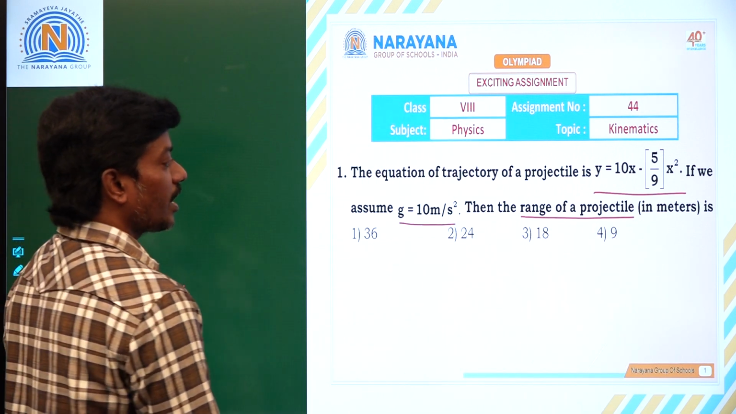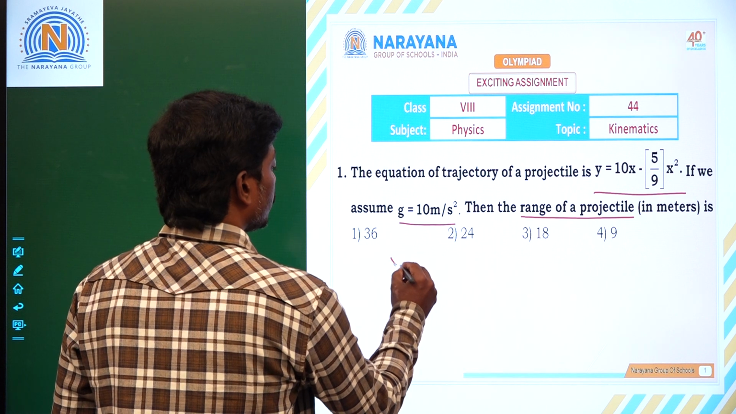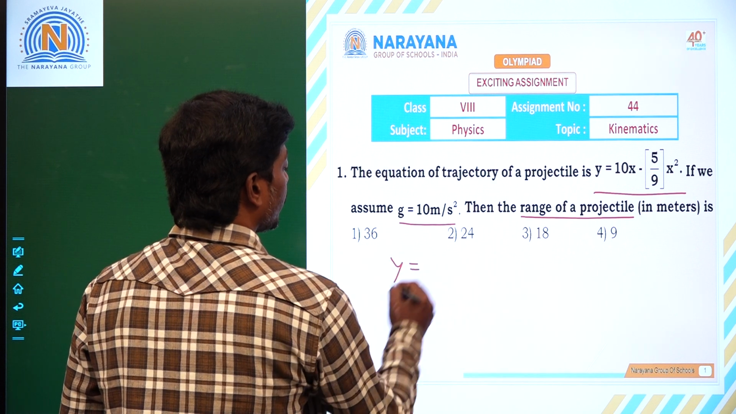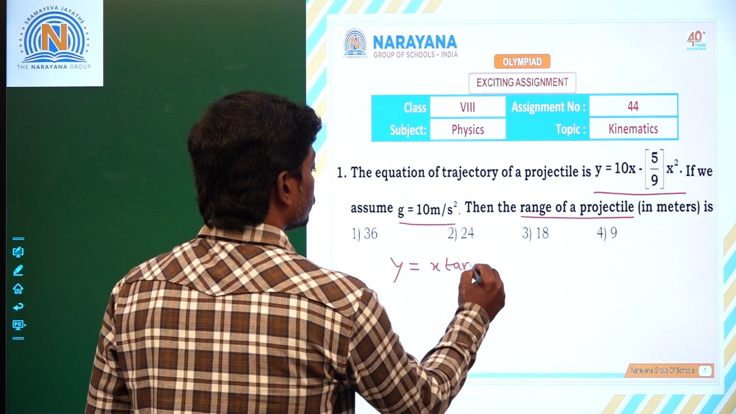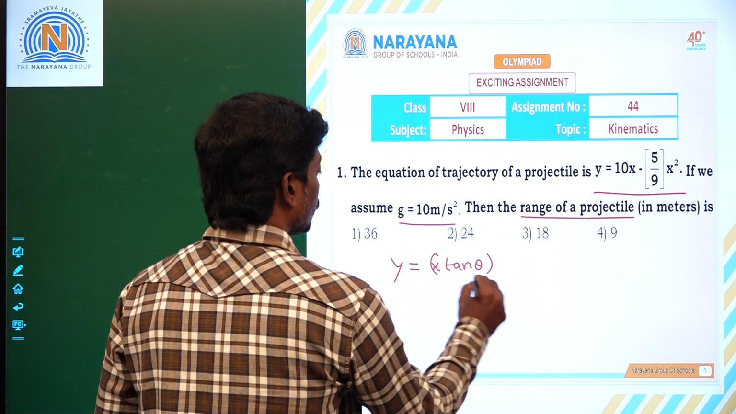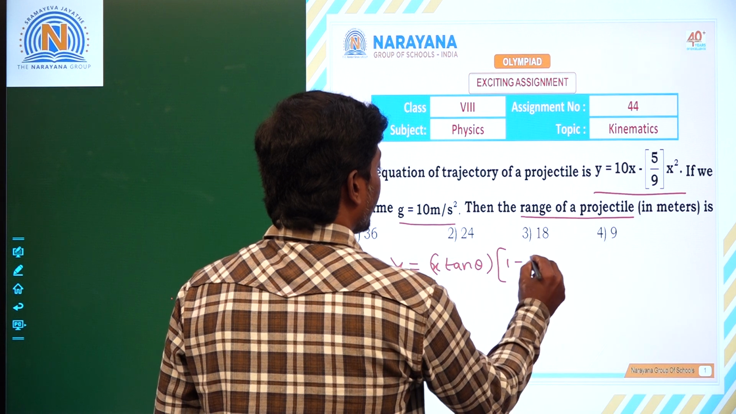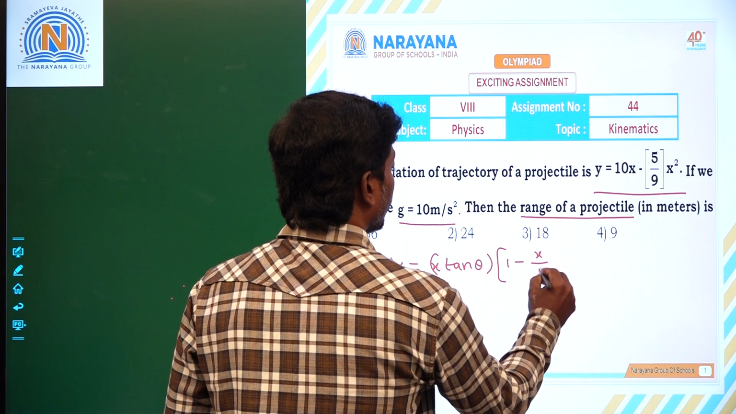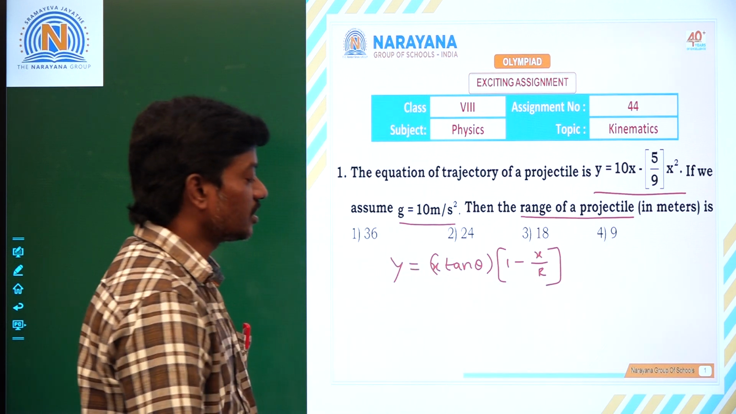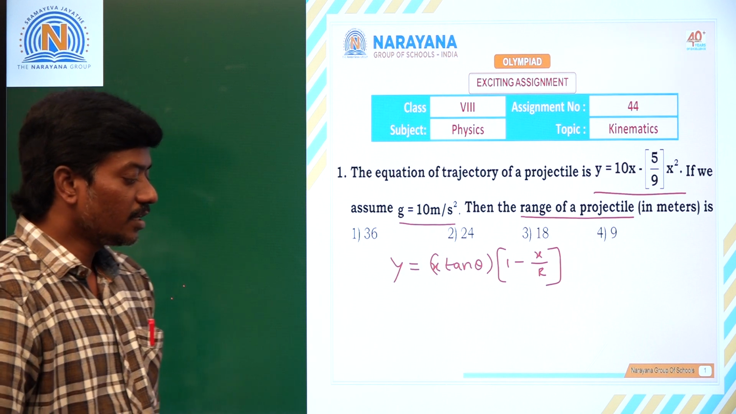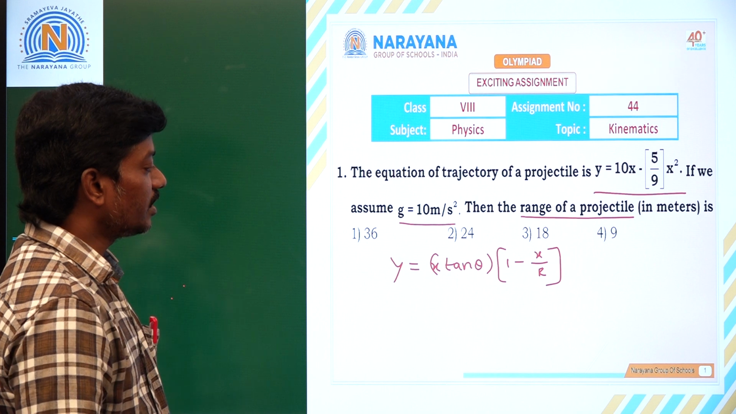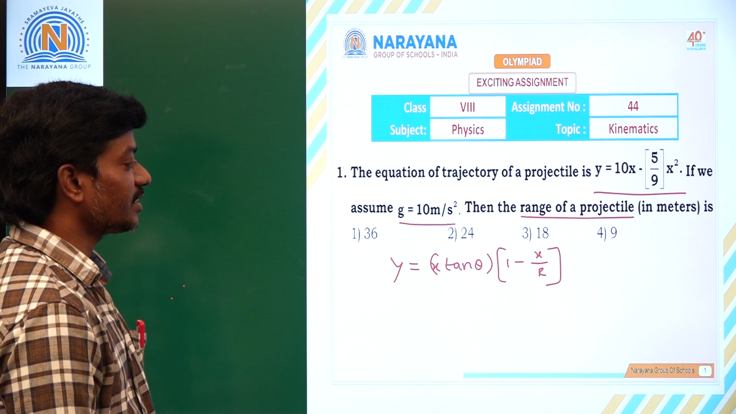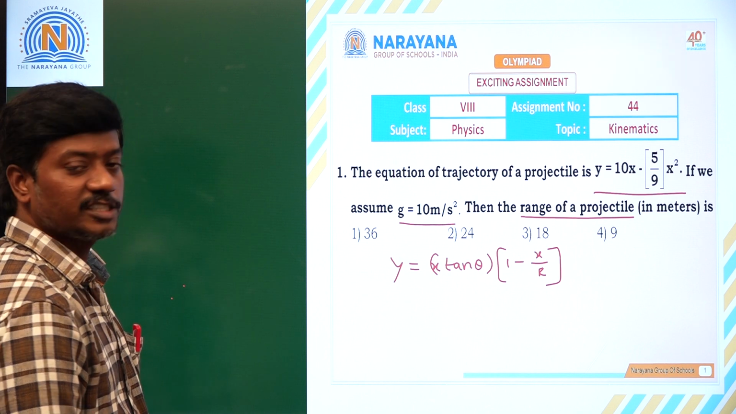So students, we have the trajectory of the projectile as y = x tan θ (1 − x/R). So this is an equation in terms of range. The trajectory of a projectile: y = x tan θ (1 − x/R).